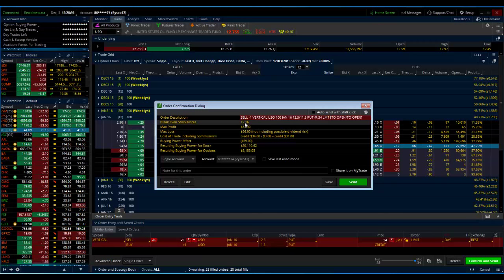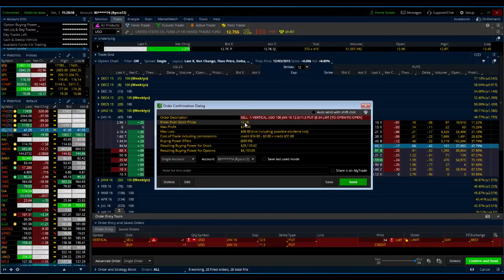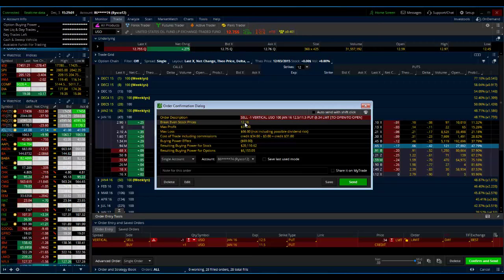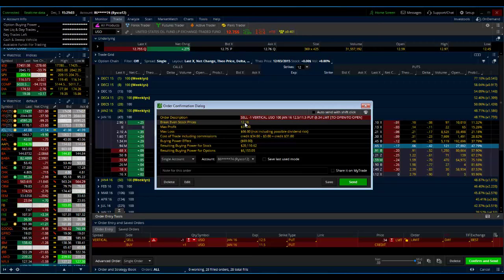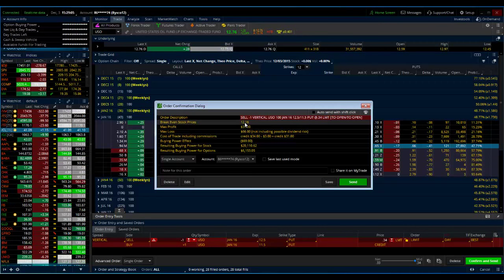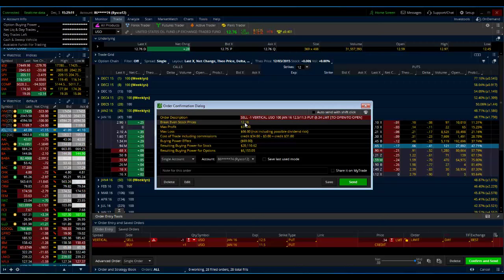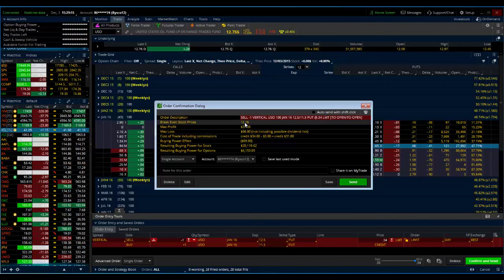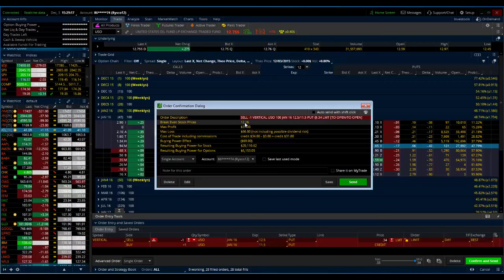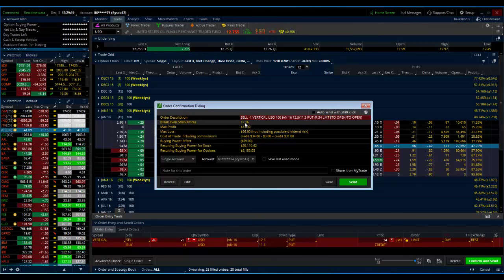I don't care if it goes straight to the moon. If it goes higher, I make money. If it goes sideways, I can still make money. If it goes slightly lower, I can still make money as long as it closes above 12.16. So now what I'm doing here, I'm taking some of the directional pressure off of the trade. If I were to just buy a long call here, I have to have USO move up in a big way very quickly. Now I'm putting on a trade that takes some of that pressure off.